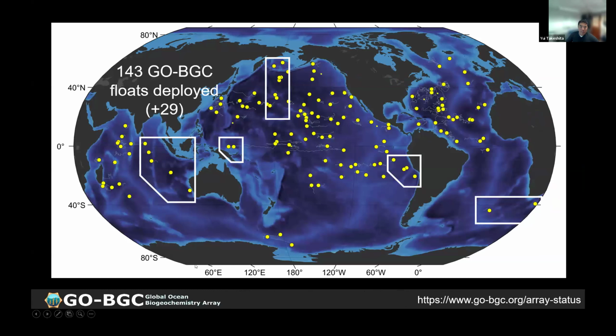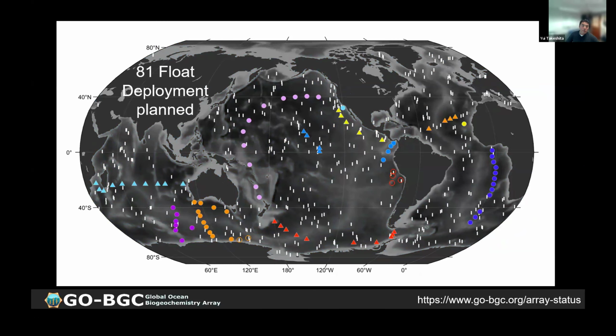For what GoBGC has done, we have deployed 143 floats so far in the program. That's 29 more than the last time we did this webinar. And these squares highlight the locations where new floats went in over the past 6 months or so. We also have 81 float deployments planned where cruises and floats have been identified and built.